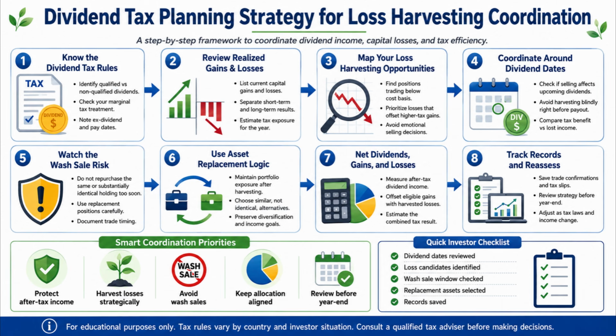Overall, a smart dividend tax planning strategy for loss harvesting coordination is about protecting after-tax income, harvesting losses strategically, avoiding wash sale mistakes, keeping your portfolio allocation aligned, and reviewing everything before year-end. A simple checklist can help: review dividend dates, identify loss candidates, check the wash sale window, select replacement assets, and save all records.